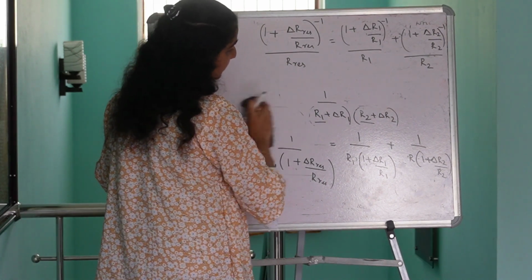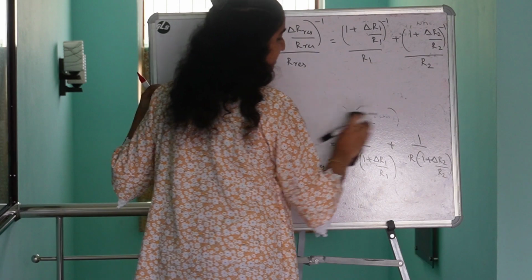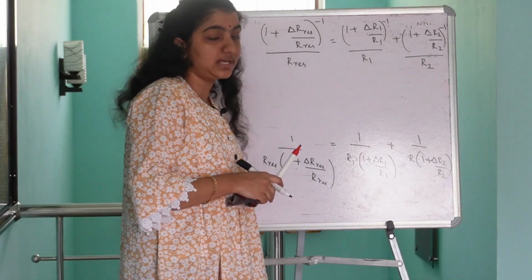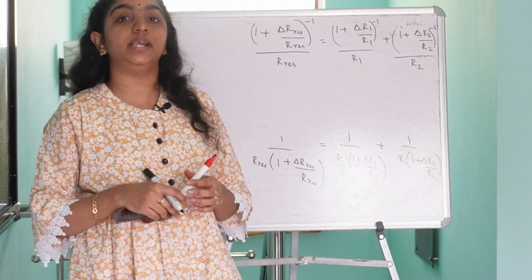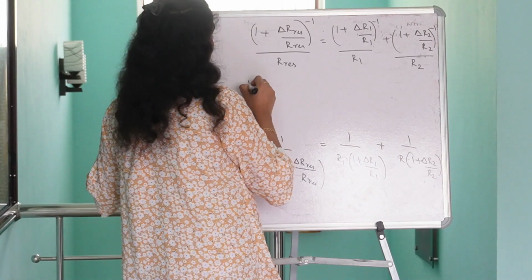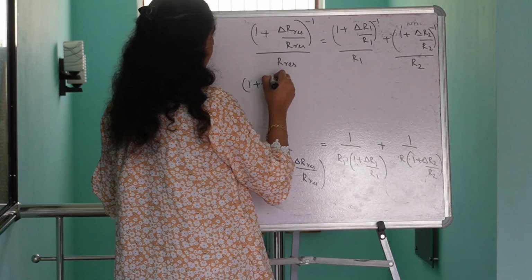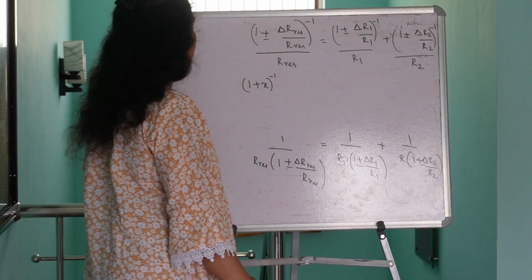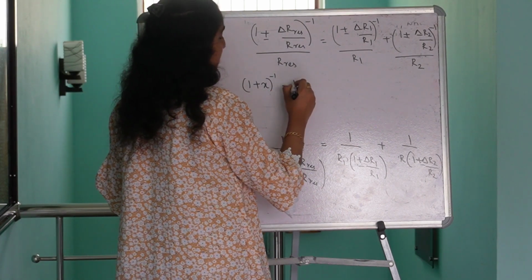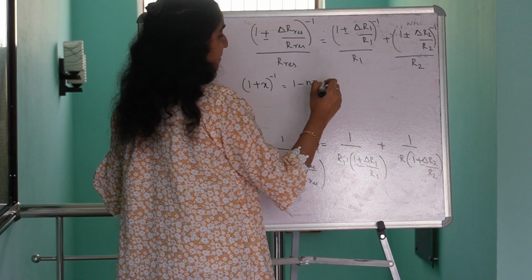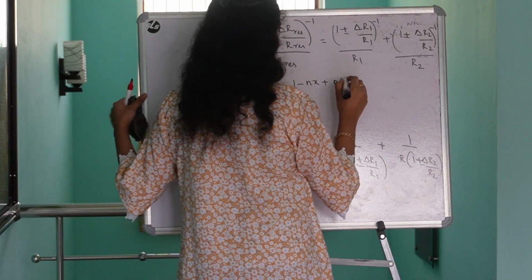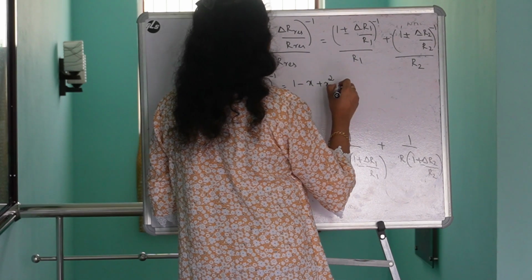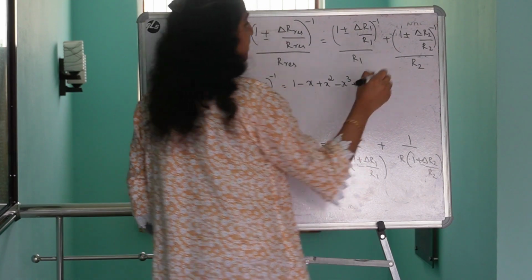Now, when we discussed case 4, that is how do errors get combined when we are dividing two physical quantities, we learned an equation 1 plus or minus, we have plus or minus, isn't it? Yes. So 1 plus x the whole inverse is equal to 1 minus x plus x square minus x cube plus etc. It goes on like this, isn't it?